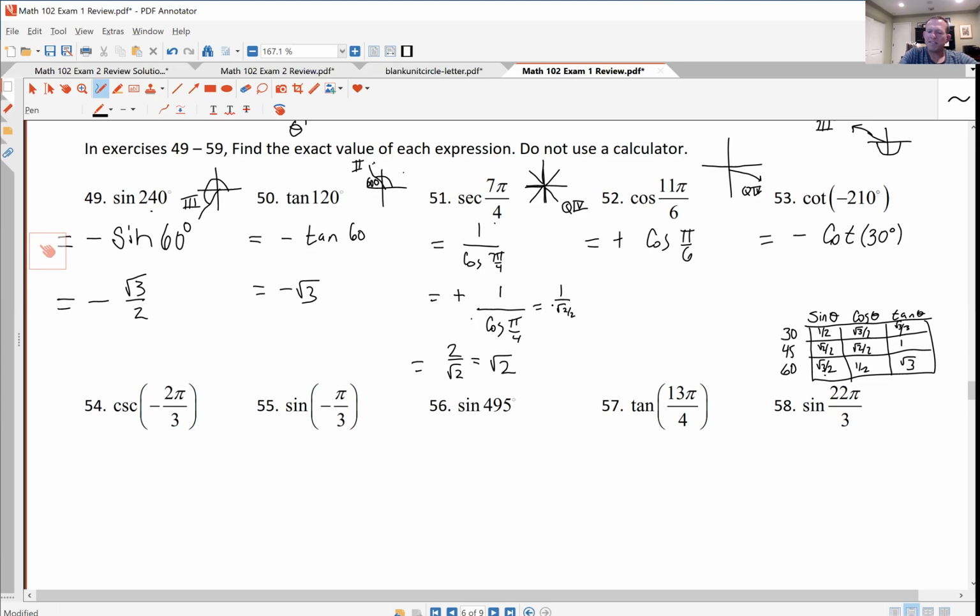Now, pi over 6 is the same thing as 30 degrees. Pi over 4 is the same thing as 45. And pi over 3 is the same thing as 60. Cosine pi over 6 is root 3 over 2.